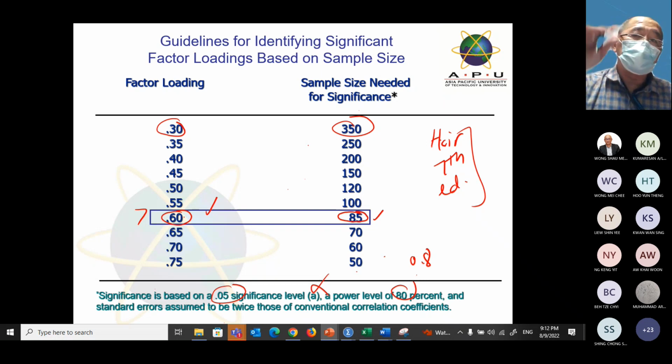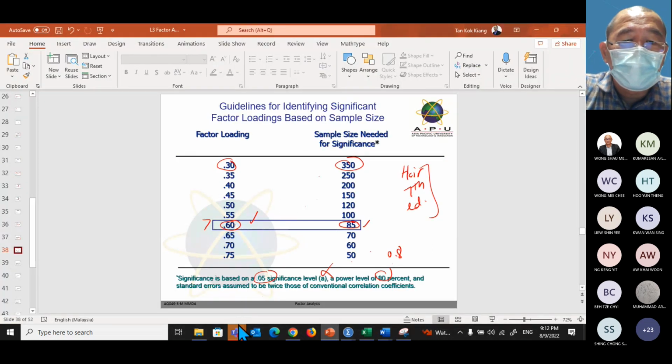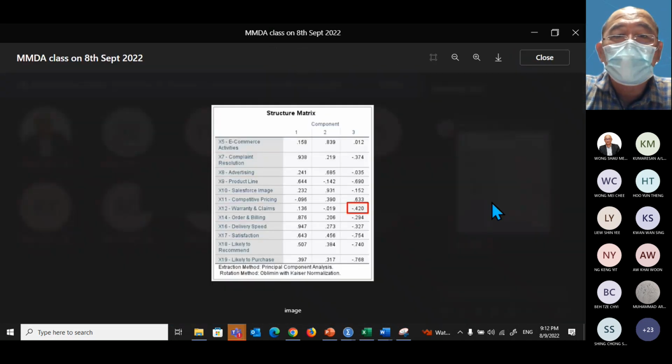Because your sample size increases, you have more information for the software to analyze. Can I ask you one question regarding this? Let's say S12's factor loading is negative 0.420, and we only have a 100 sample size, and this one is the highest one. So are we going to drop it, or are we going to include it in factor 3?